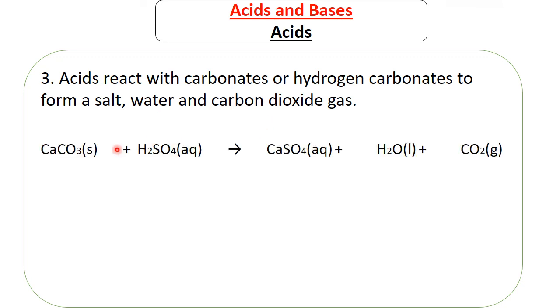So this is an example. I've got calcium carbonate here reacting with sulfuric acid. Calcium is going to combine with sulfate to form calcium sulfate. Then also the hydrogen is going to combine with one of the oxygens to form water. Then the carbon is going to come out with 2 oxygens as carbon dioxide. So this is the third chemical property of acids.